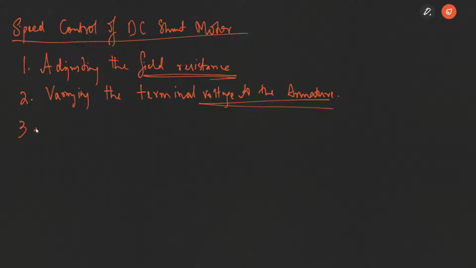One more method that we can actually use for speed control, but it's not much used, is changing the armature resistance. So we have three methods: adjusting the field resistance, varying the terminal voltage feeding the armature, or changing the armature resistance. This is not a preferred method of controlling the speed of a DC motor.